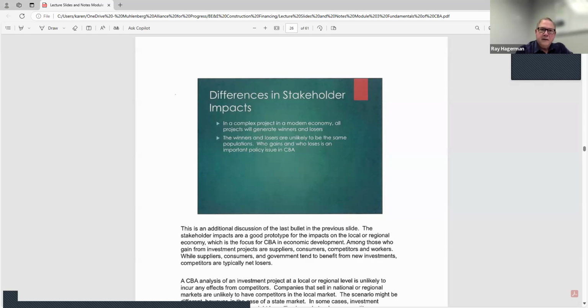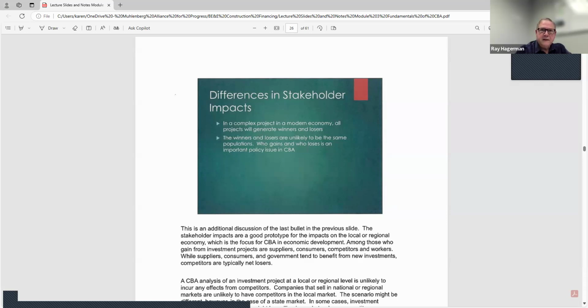But at the same point in time, we know that we've got to be able to look at things from a community perspective and ask, are there going to be more winners than losers? And if so, are we willing to take the heat for creating the losers that we just created? Who gains and loses is an important policy issue because honestly, sometimes it's not just about sheer numbers.